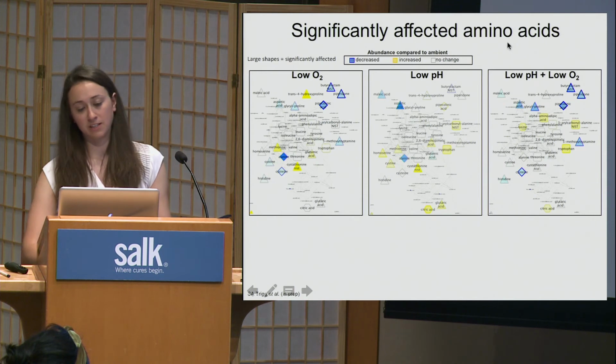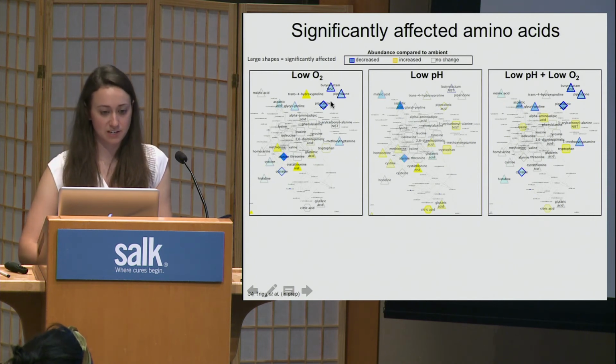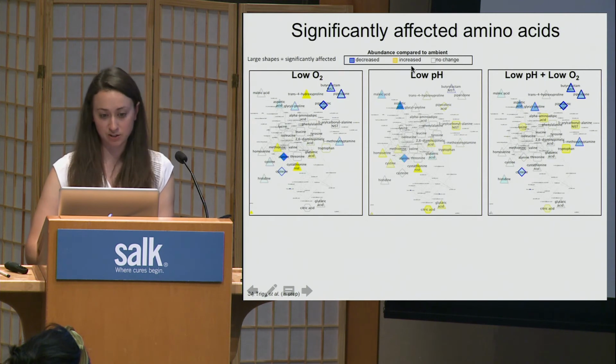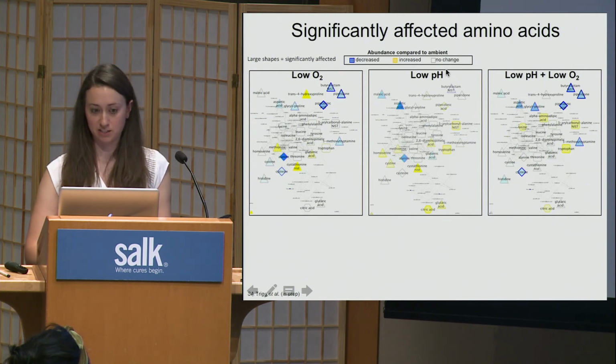So these are significantly affected amino acids. And here we're looking at the same compounds, only the shapes are now a little different. Blue compounds mean that they showed decreased abundance, and yellow means they showed increased abundance. If they're white, it means they didn't change in the low oxygen, low pH, and then the combined treatment.